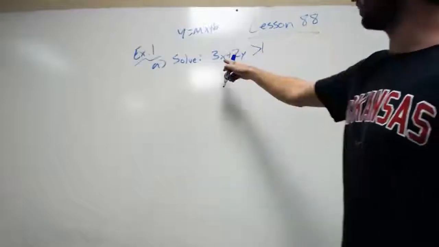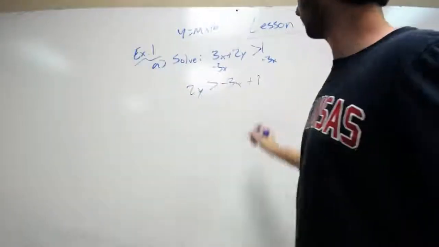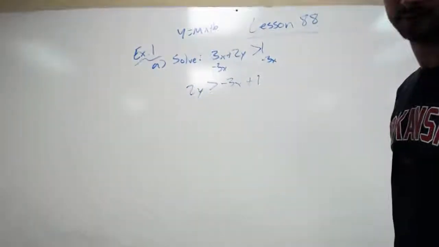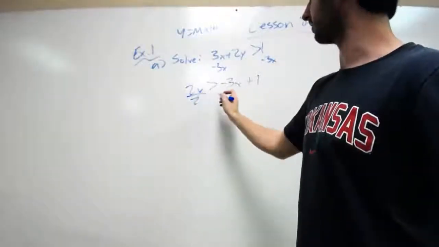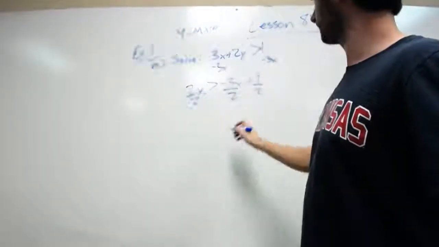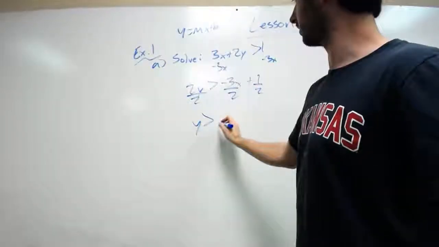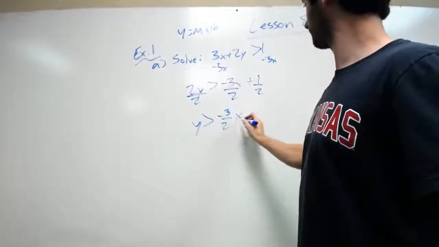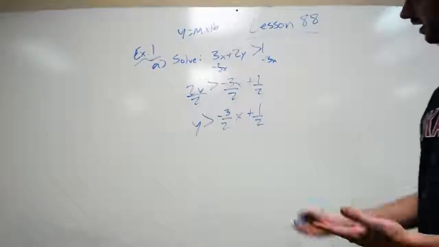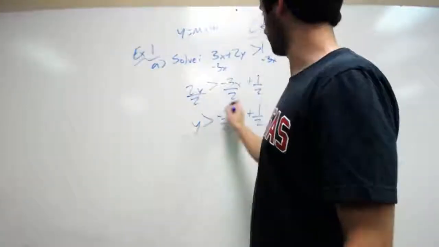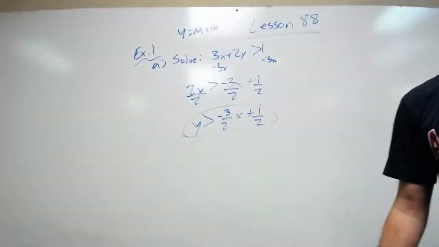So I'm going to subtract 3x and have 2y is greater than negative 3x plus 1. Then from there I need to divide by 2. So I get y is greater than negative 3 halves x plus 1 half. And that would be how I solve for my solution. I just get y by itself.